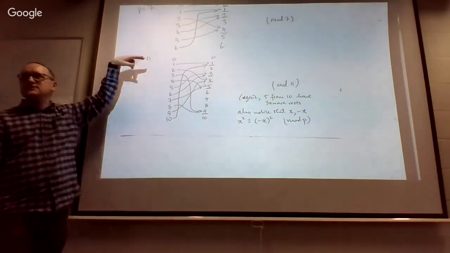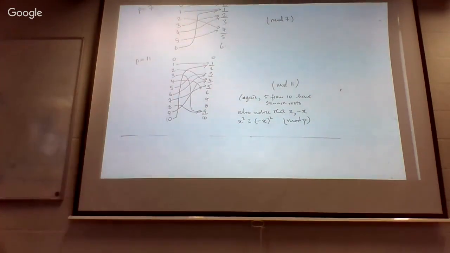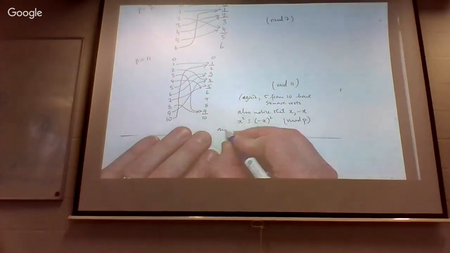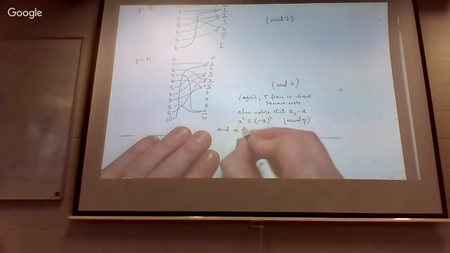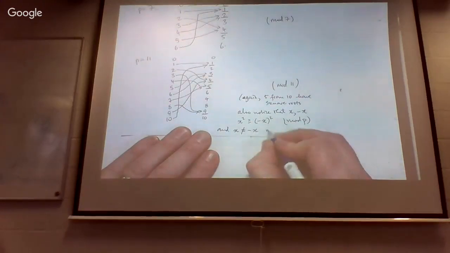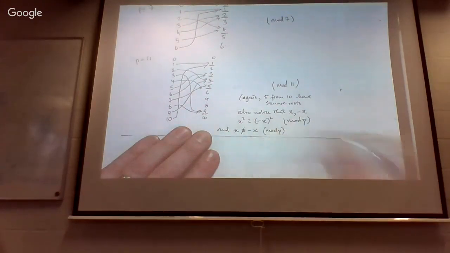But with odd primes, p an odd prime, x is always different to minus x mod p. p is an odd prime.